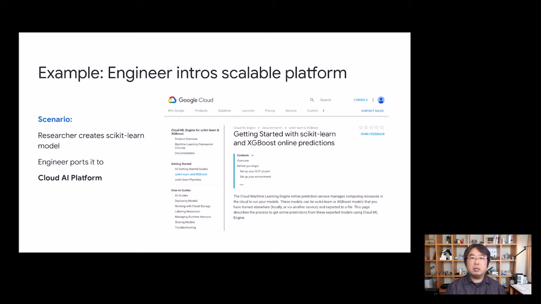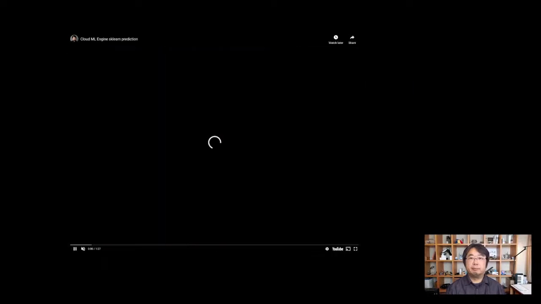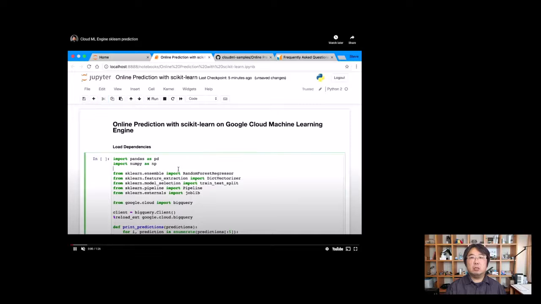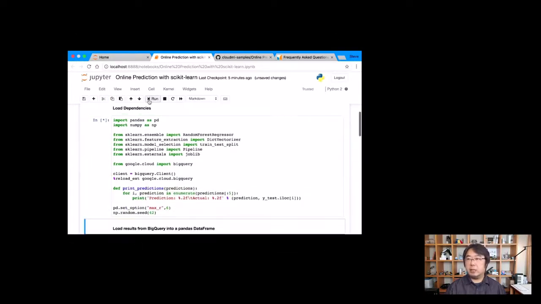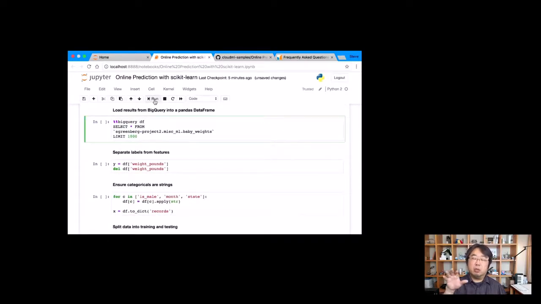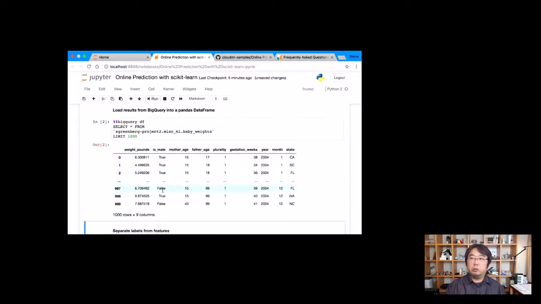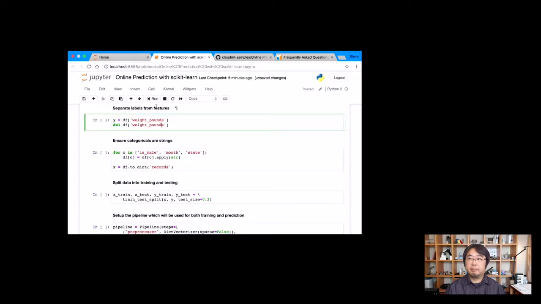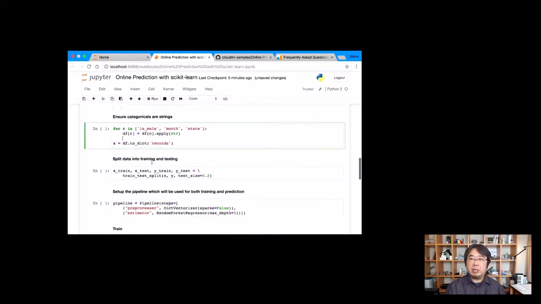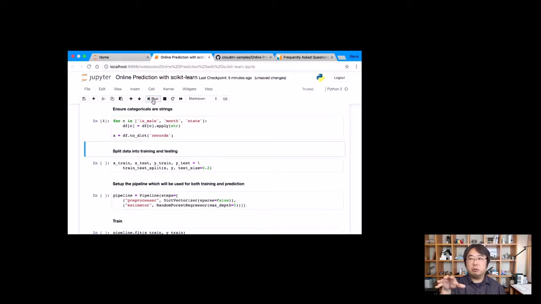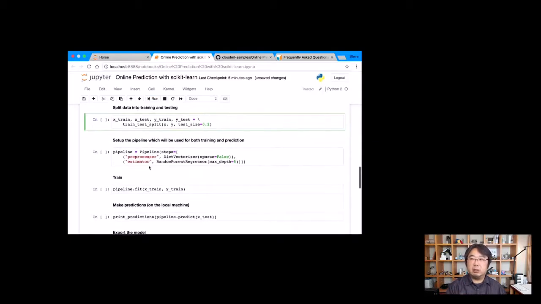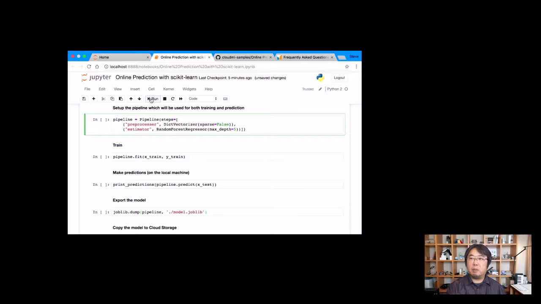Let's take a look at one example where the data scientist and ops engineer can work together to build a scalable prediction platform. You can get started with the usual Jupyter notebook, as you can see on the screen right now. In this video, data scientists will be using the usual Jupyter notebook environment for training the scikit-learn machine learning model. Using BigQuery SQL, you can execute a query on BigQuery, download the result set, convert it to a pandas data frame, and build a training pipeline with scikit-learn.